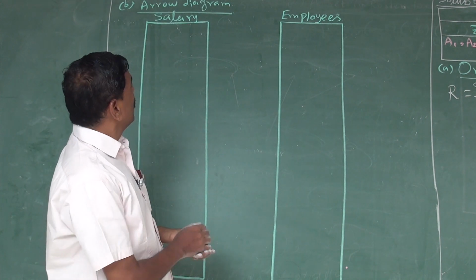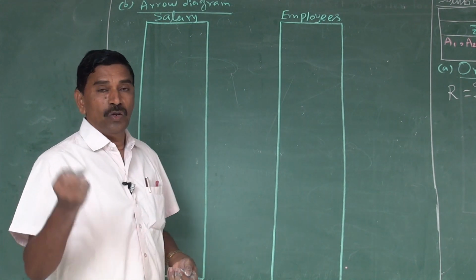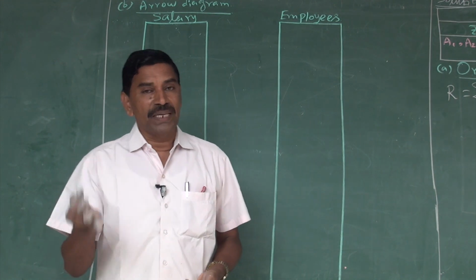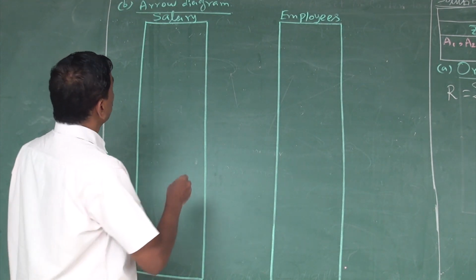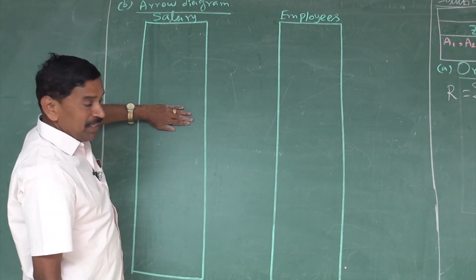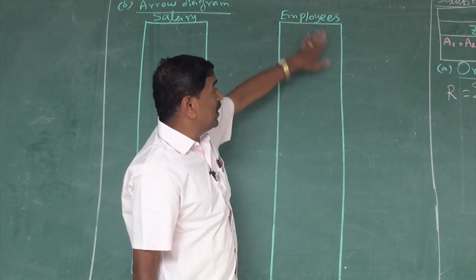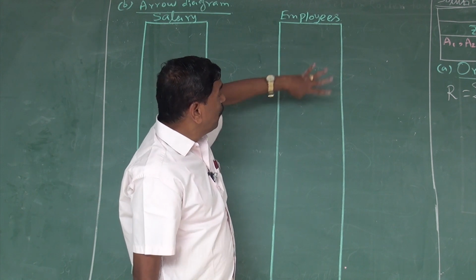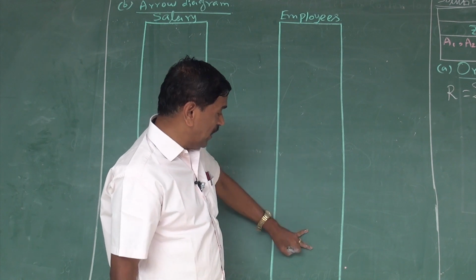Okay, salary. What are the different kinds of salaries? Yes, rupees 10,000, rupees 25,000, rupees 50,000, and rupees 1 lakh. So the first set is filled by salary, namely 10,000, 25,000, 50,000, 1 lakh. And the second set, employees. There are 5 assistants, then 4 clerks, then 3 managers, then 2 executive officers.